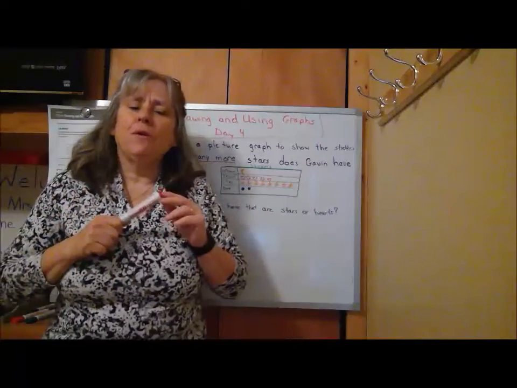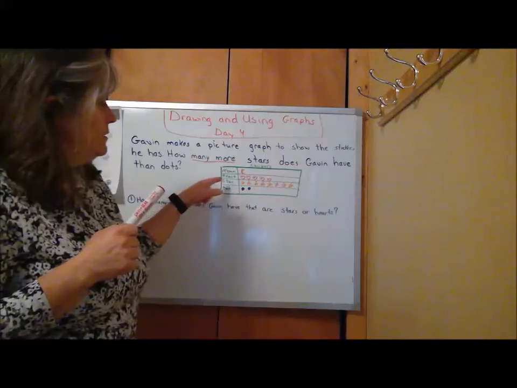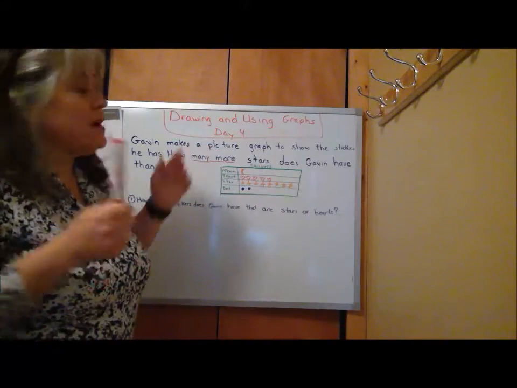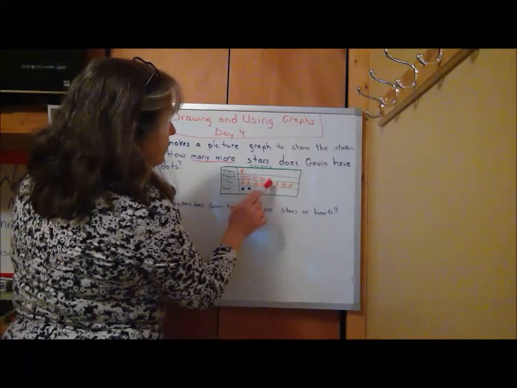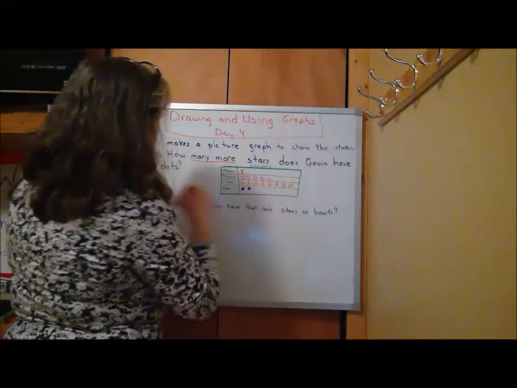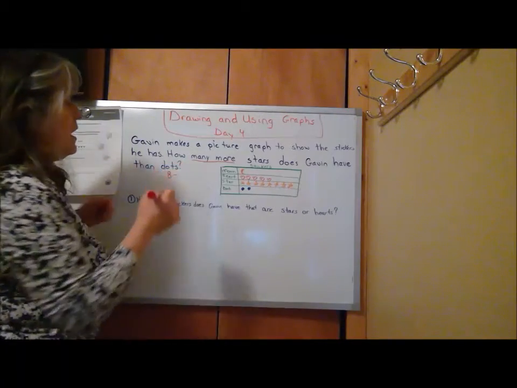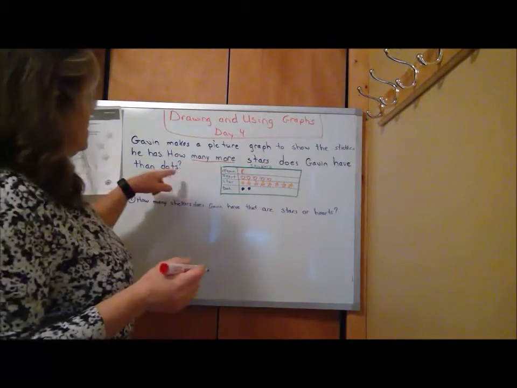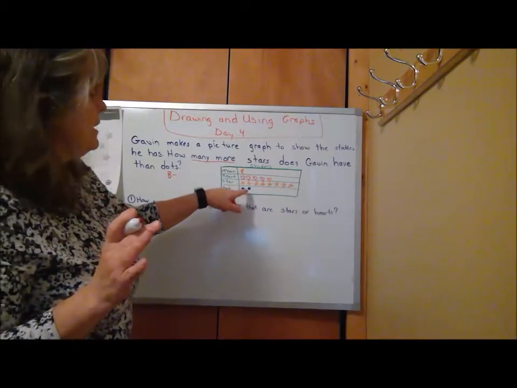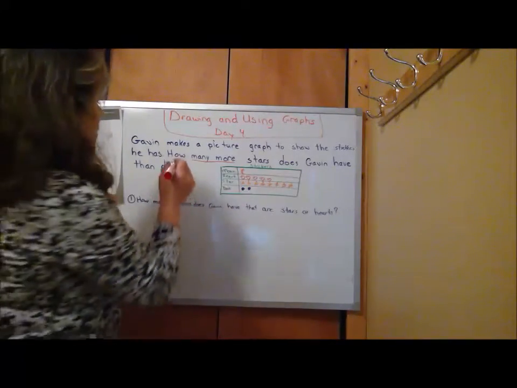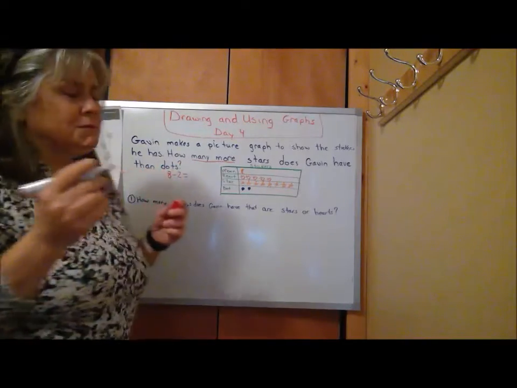So it says, how many more stars does Gavin have than dots? So what are you going to do? How are you going to solve this problem? I'm going to look at my graph and I'm going to count the number of stars I have. So I have 1, 2, 3, 4, 5, 6, 7, 8. So I have 8 stars. How many more stars than dots? So how many dots do I have? That one I can kind of tell right by looking at it. I have 2. 1, 2. So 8 minus 2 equals.